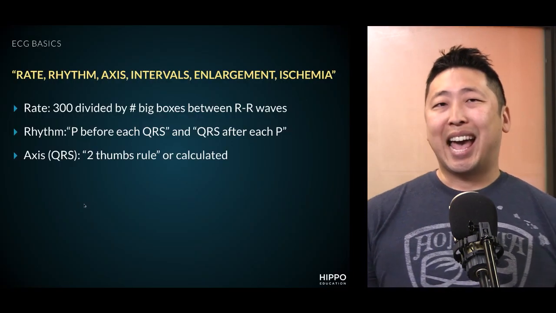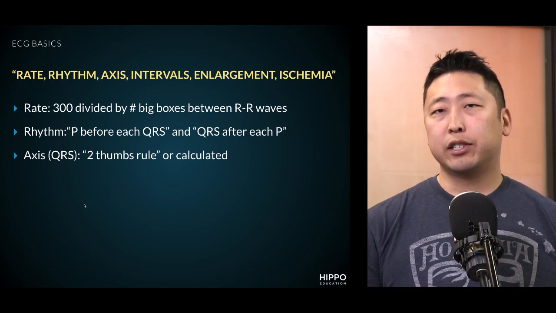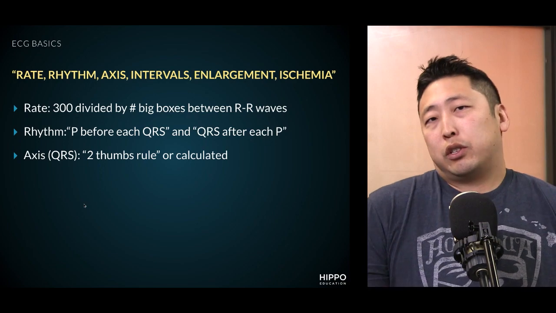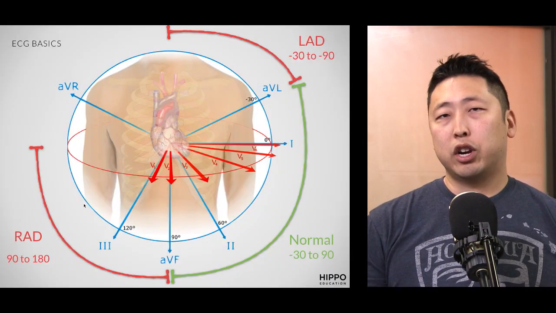So looking at axis, it's specifically about the QRS axis. Again, you can look at the calculation the computer provides, or you can use the 2 thumbs rule, which is what I'll do to actually eyeball and verify that the calculation is generally correct.